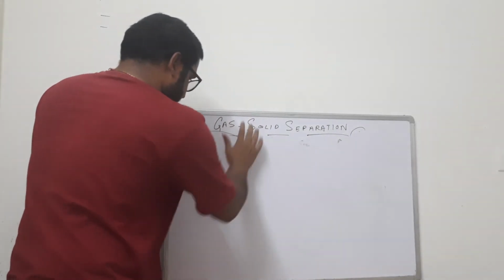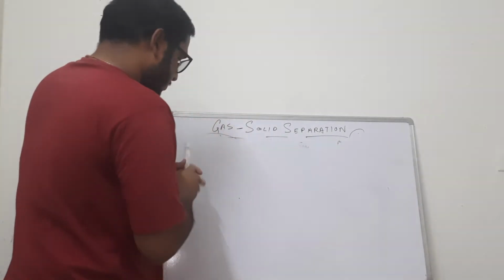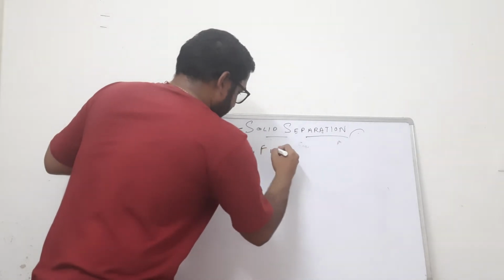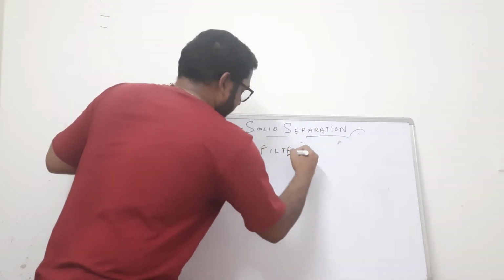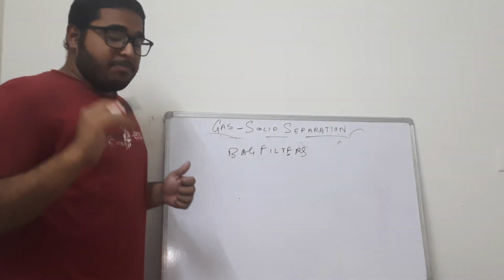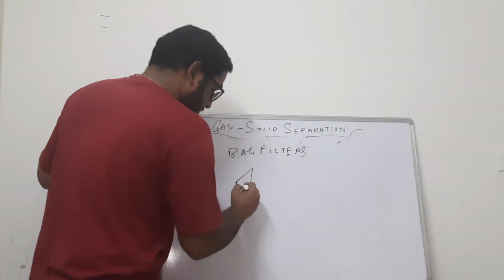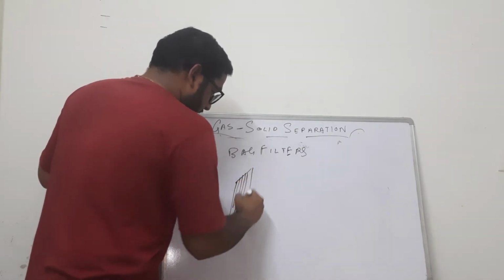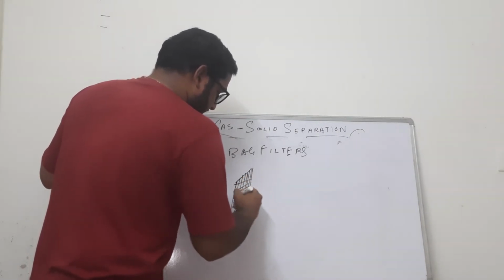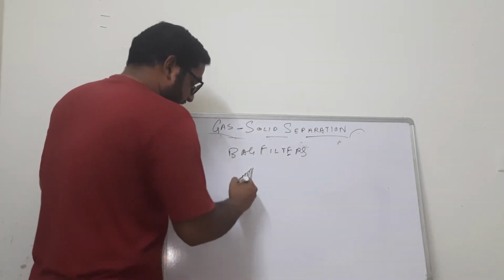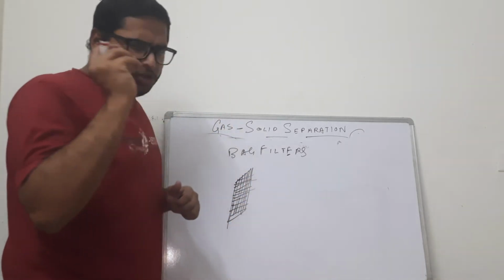So coming straight to bag filters. Bag filters. What are bag filters? Bag filters are nothing but membrane-like structures wherein you keep this bag, and it's a net-like structure. Understand this in simplistic terms. It's a net-like structure which has small pore sizes.